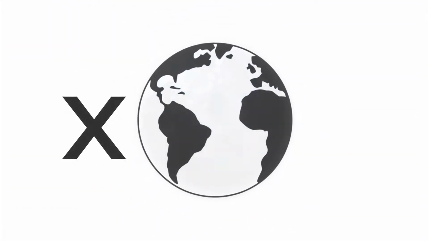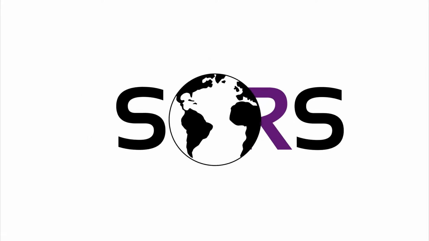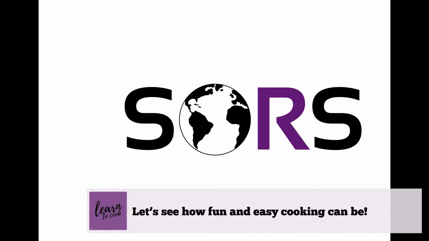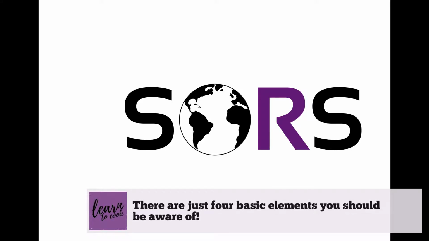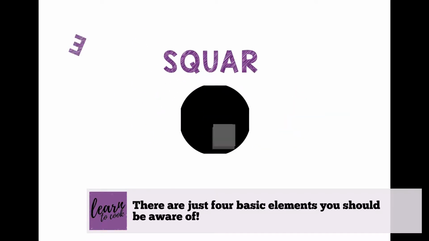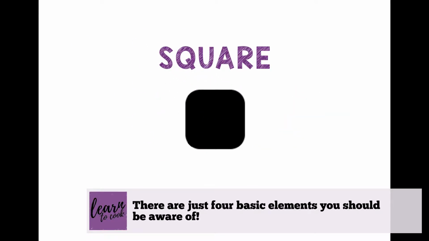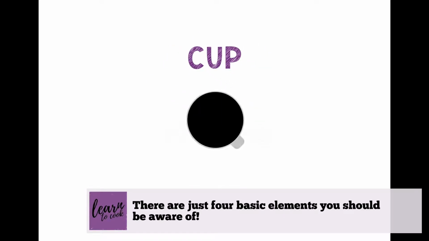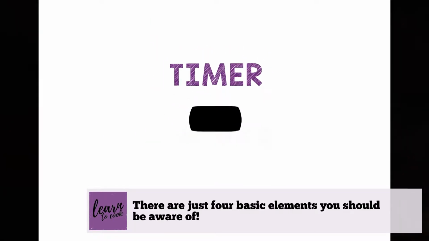You are about to learn how to use a new graphical system for preparing your favorite recipes. Let's see how fun and easy cooking can be. There are just 4 basic elements you should be aware of: the square, the circle, a cup, and the timer.